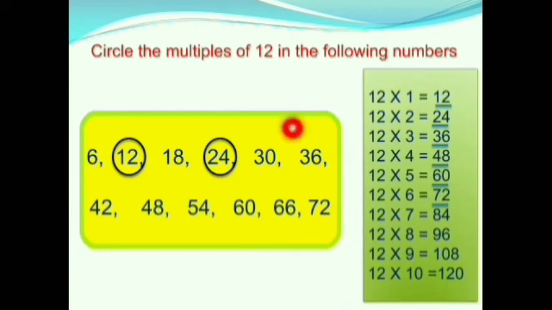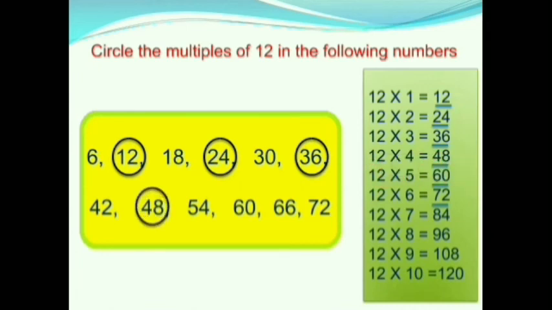Next number is 36. 36 is there in 12 tables. Yes, it is there in 12 tables. 12 threes are 36. So we will circle it. Next number is 42. 42 is not there in 12 tables. So we will not circle it. Next number is 48. 48 is there in 12 tables. Yes, it is there in 12 tables. 12 fours are 48. So we will circle it.